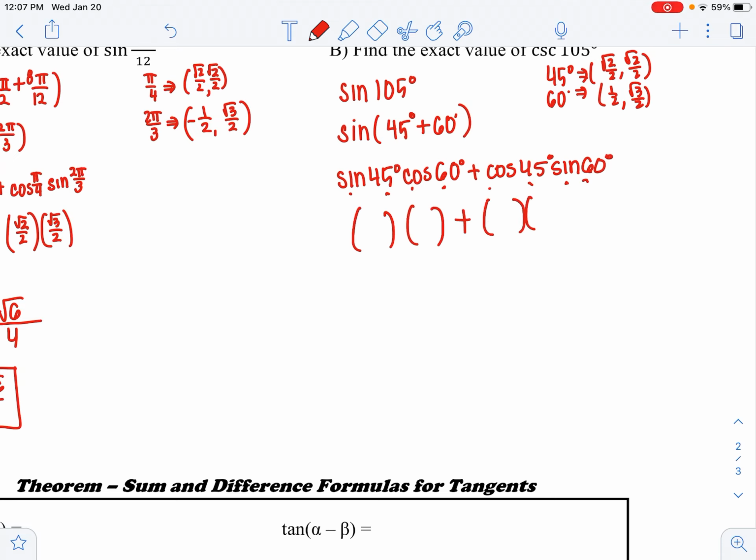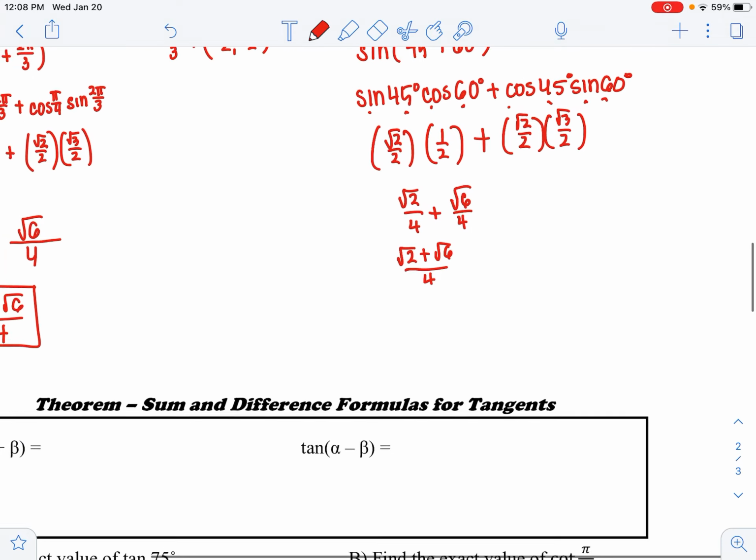All right, now I can replace 4 things. 1, 2, plus 3, 4. Root 2 over 2, 1/2. Root 2 over 2, root 3 over 2. All right, and now I'm going to multiply. Root 2 over 4 plus root 6 over 4, which is root 2 plus root 6 over 4. So this is sine of 105.